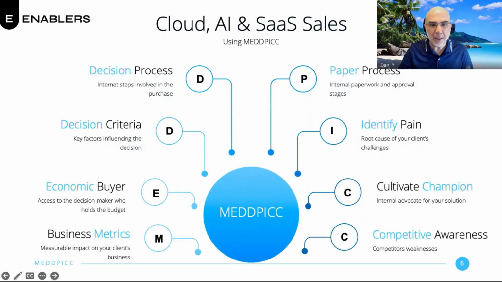And that's why MEDDPICC has proven itself to be a sales framework which is foundational to getting those tech wins. It's also a very widely used framework in the tech industry because inherently tech sales are complex, and because MEDDPICC provides a structured qualification and client engagement process for salespeople. So let's break it down.